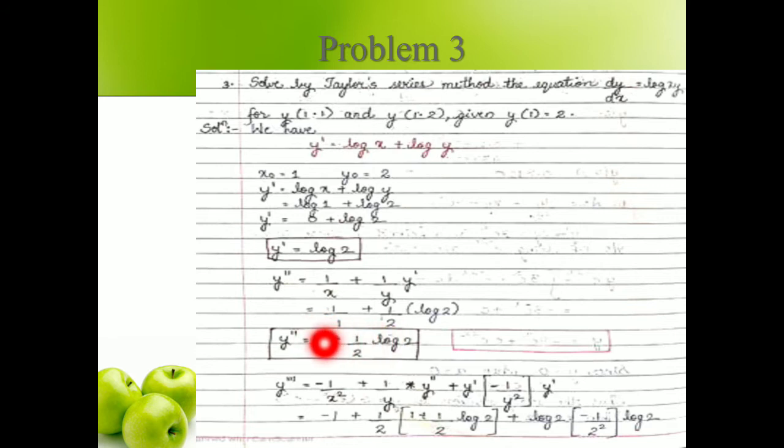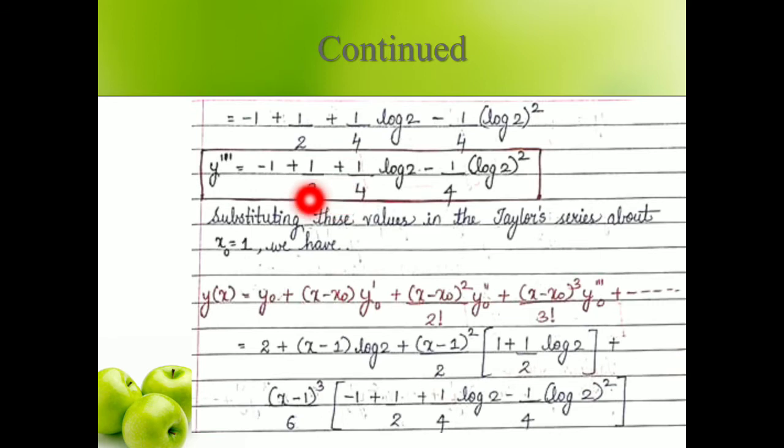Substituting the value of y dash, y double dash, x naught and y naught, we get y triple dash equal to minus 1 plus half plus 1 divided by 4 log 2 minus 1 divided by 4 log 2 the whole square.